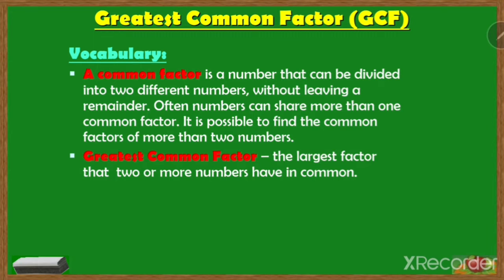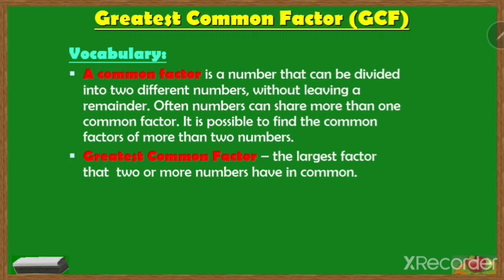But first, let's try to identify the vocabulary. What is a common factor? When we say common factor, it is a number that can be divided into two different numbers without leaving a remainder. Often numbers can share more than one common factor, and it is also possible to find the common factors of more than two numbers.